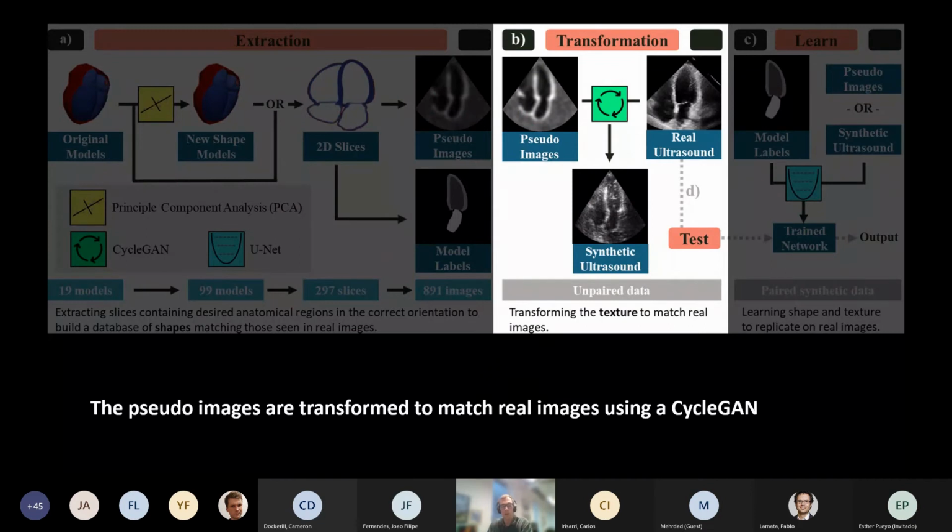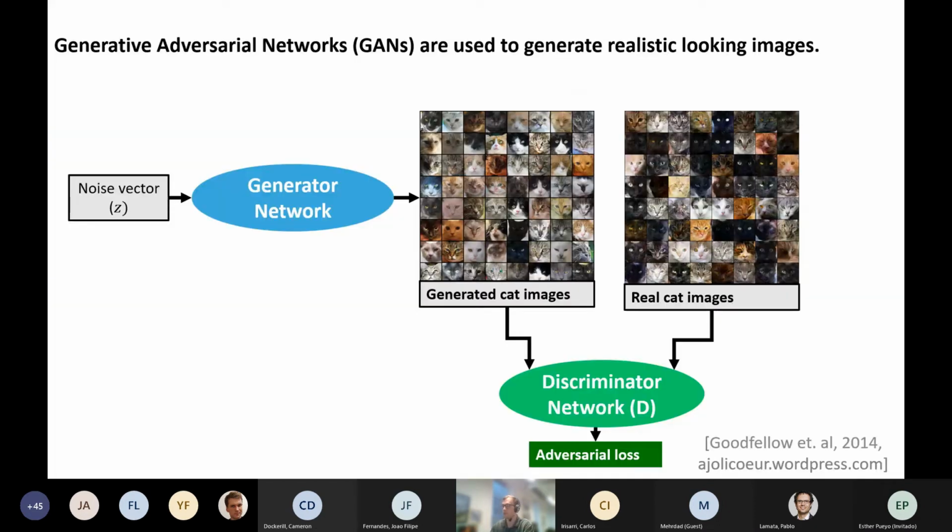Okay, so the next step is to use the pseudo images, and we're going to transform them to be more realistic compared to how real ultrasound images look. And this was done using a CycleGAN. For those of you that aren't familiar, generative adversarial networks are used to generate realistic looking images. Typically the standard model is that you just input a noise vector, a generator network takes that noise vector and generates an image. And at the same time, you have another network called a discriminator network that is looking at the difference between the generated images and a set of real images.